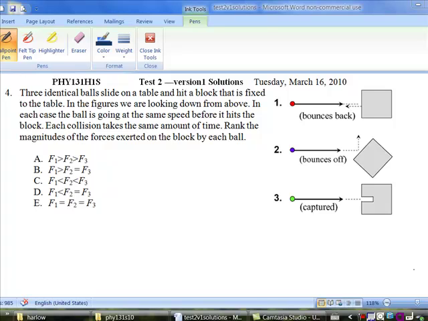Question 4. 3 identical balls slide on a table and hit a block that is fixed to the table. In the figures, we're looking down from above, and this looks very much like something we did in the practicals. In each case, the ball is going at the same speed before it hits the block. Okay, so they all have the same initial momentum.